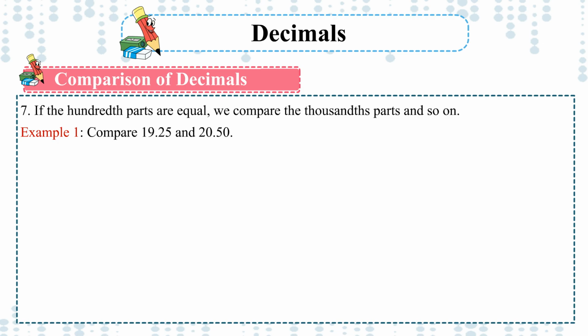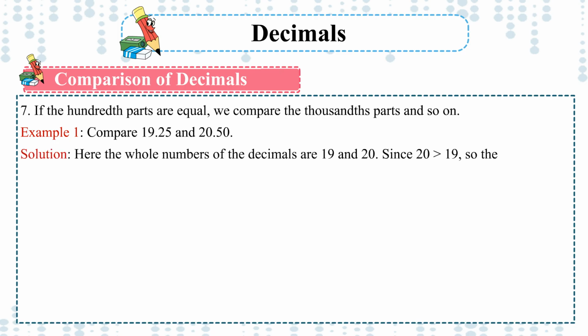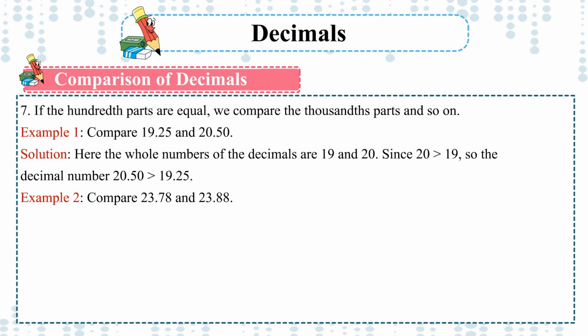Example 1. Compare 19.25 and 20.50. Solution. Here the whole numbers of the decimals are 19 and 20. Since 20 is greater than 19, the decimal number 20.50 is greater than 19.25. Example 2. Compare 23.78 and 23.88.